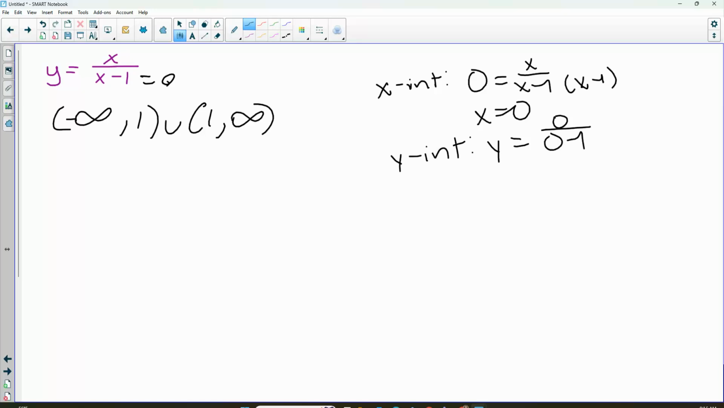I think I just messed up on the paper. Is the y-intercept 0? Mm-hmm. I must have divided by negative 1, that's not what I wanted. Yeah, I messed up on the paper. Okay, good. So x and y intercepts are both 0.